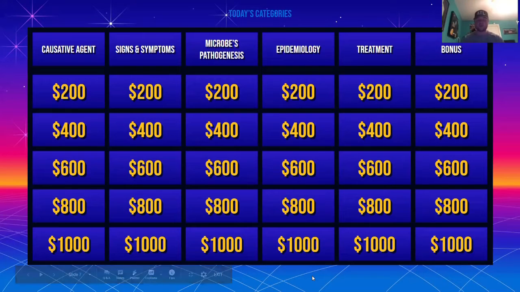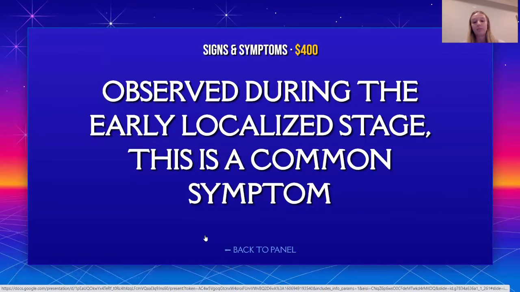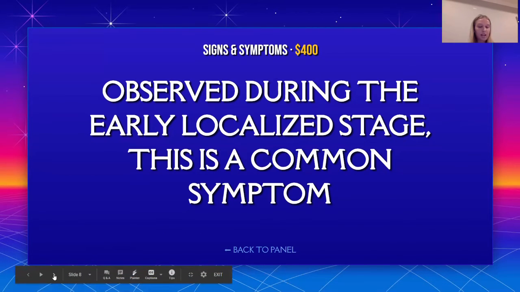I'd like to do signs and symptoms for 400, please. All right, sounds good. Signs and symptoms 400. Observed during the early localized stage, this is a common symptom. Rachel? What is enlargement of lymph nodes? That is correct. Go ahead and choose our next category.